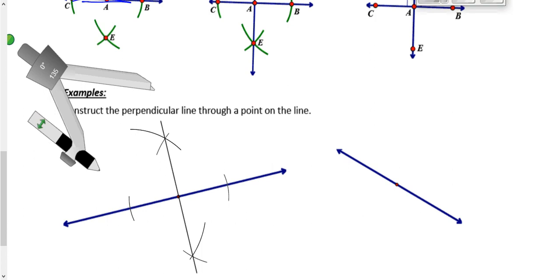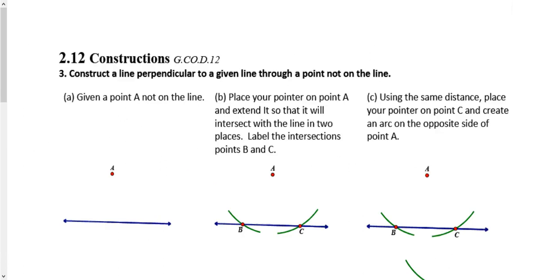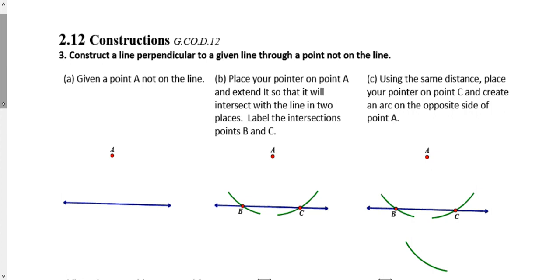Okay, so that's perpendicular through any point on the line, right? You just make your own equidistant endpoints and do a perpendicular bisector. The next one: now we're going to do a perpendicular line through a point not on the line. So we have the line here and this point up here. Now, hold on. You're going to read it over. What I want you to think about is the construction we did before. This is going to be like constructing reflections.